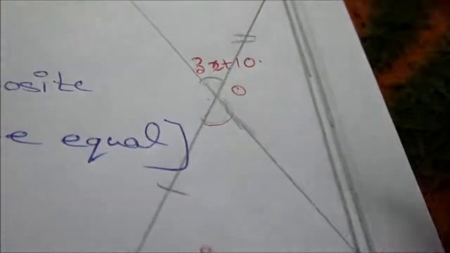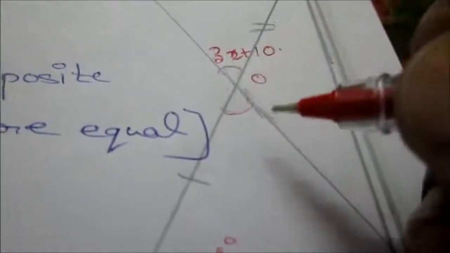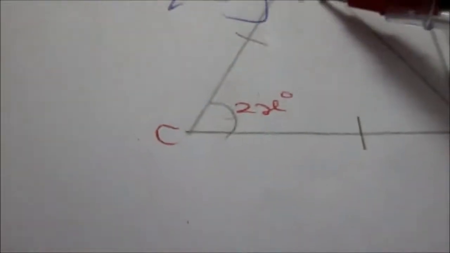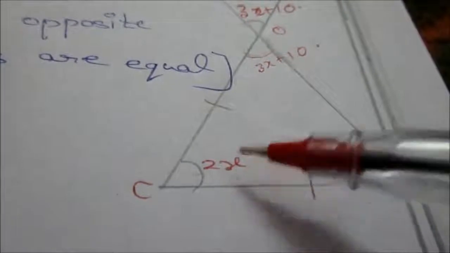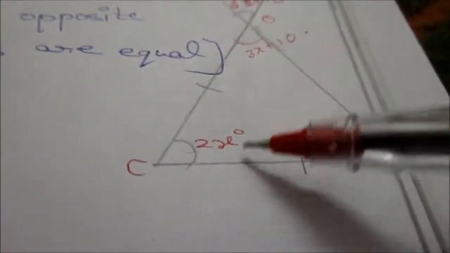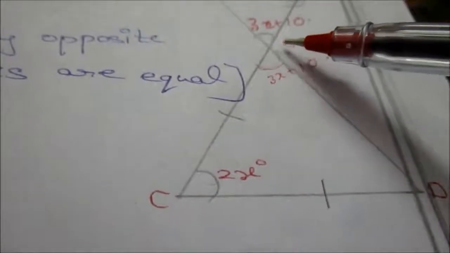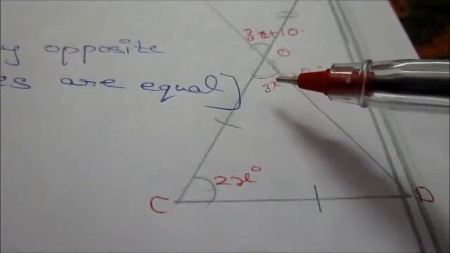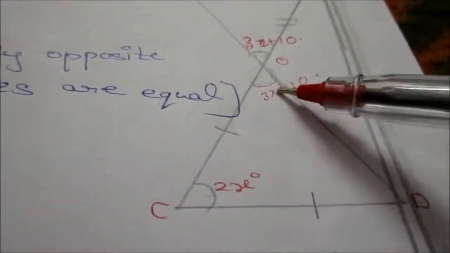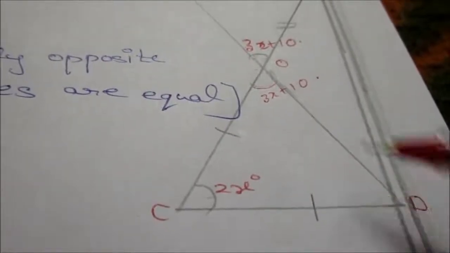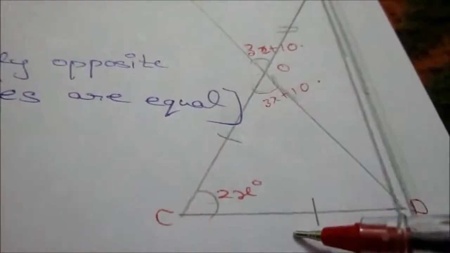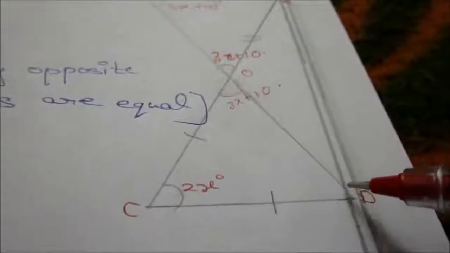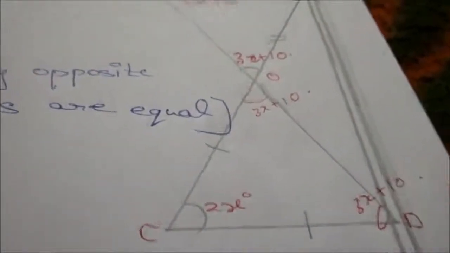See here these two angles are vertically opposite angles. Vertically opposite angles are also equal. So this angle is also 3x plus 10. This angle is 3x plus 10 and we have the 2x angle, and we don't know this angle. Here we have to find the x value. See this triangle OCD also. These two sides are equal. So the opposite angles of these two sides, this angle and this angle, are equal. So this angle is 3x plus 10, and that means this angle is also 3x plus 10.